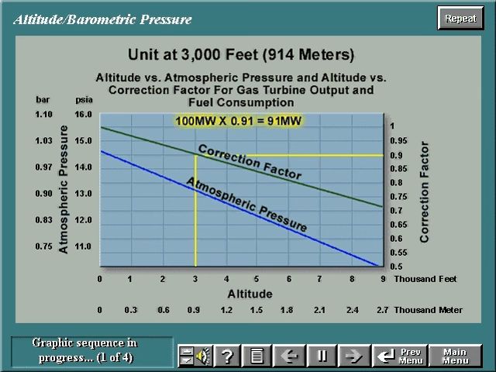If a gas turbine with a nameplate rating of 100 megawatts is installed at this altitude, the expected output would be 100 times 0.91, equaling 91 megawatts.